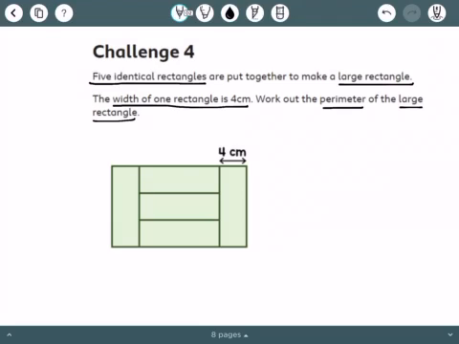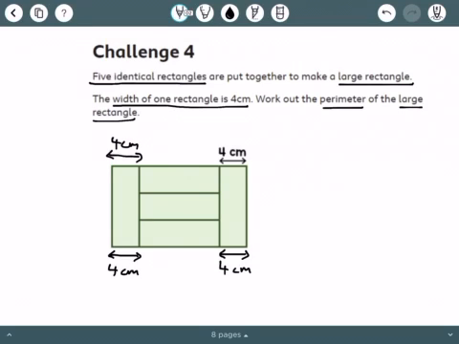So when we look at the diagram here, we see that that width there is 4 centimetres. If we know that that one is 4 centimetres, we know that the opposite side is also 4 centimetres. We also know that this rectangle over here, because they're identical, that's also going to be 4 centimetres. And likewise, up at the top, that width there is going to be 4 centimetres.